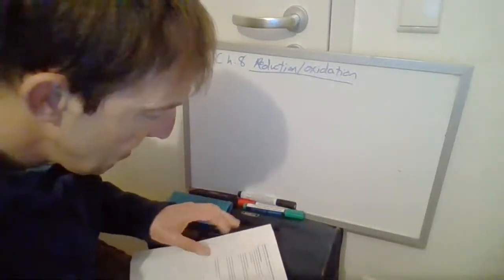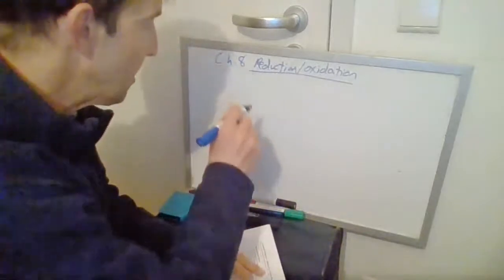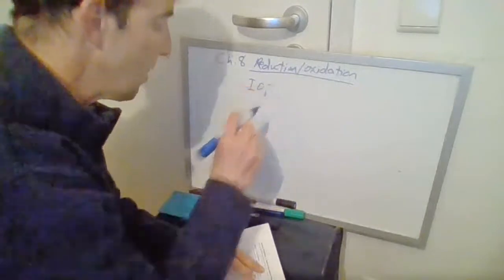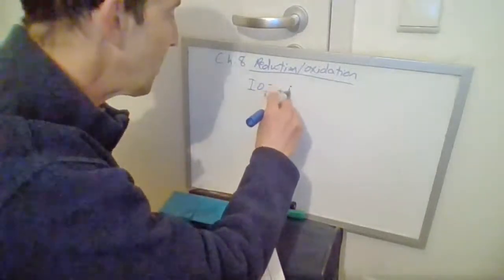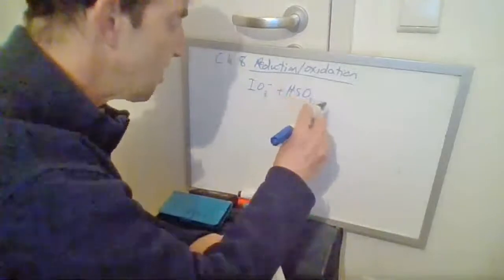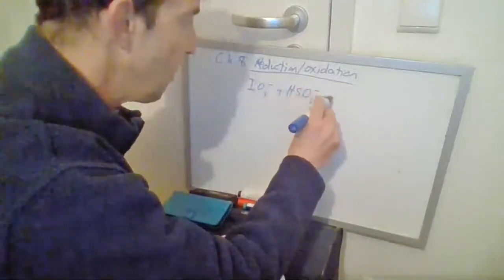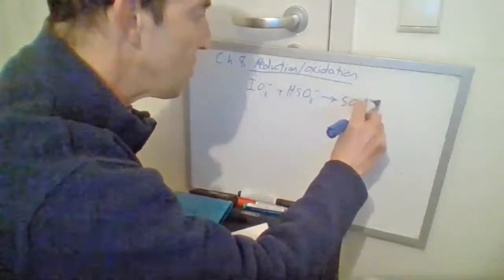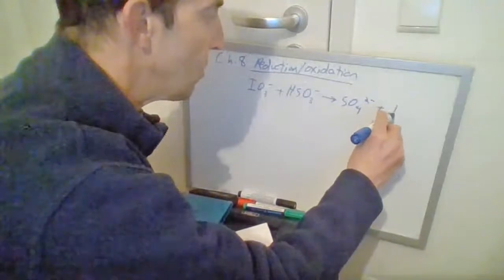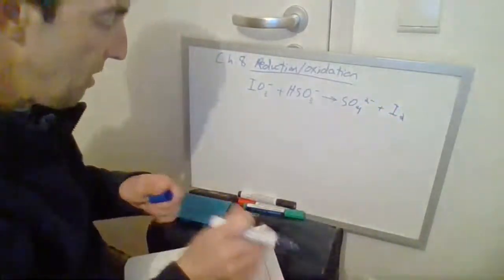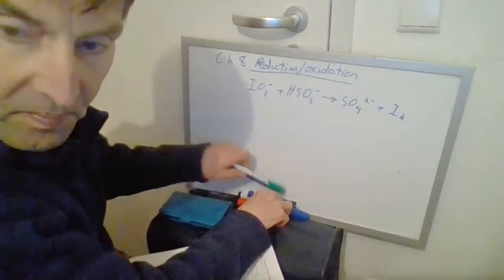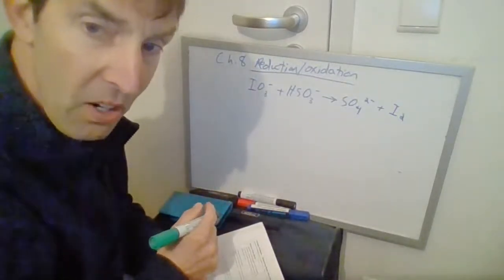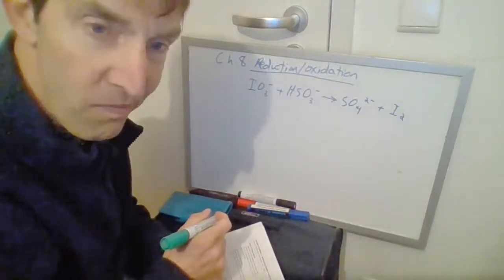So here's one. IO3- plus HSO3- forms SO4 2- plus I2. And this is a hard one. And the question I'm going to ask you is, find the pairs. Who's reducing? Who's oxidizing?